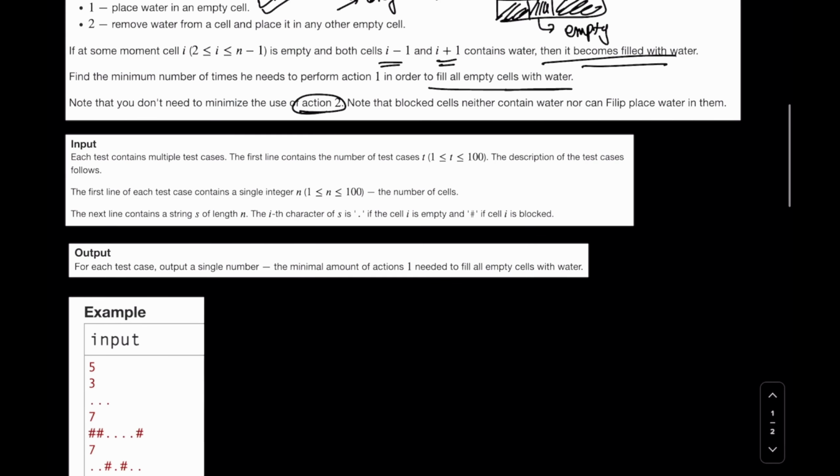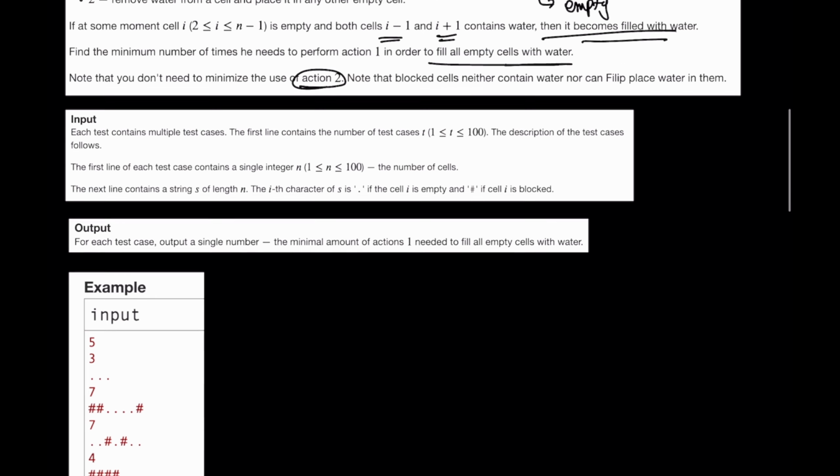Note that the blocked cells neither contain water nor can we flip the water in them. So there can be 100 test cases. Each test case will contain n and a string in which a dot will represent that the cell is empty and a hash the cell is blocked. We need to output a single number, the minimum number of action 1. That is, in how many cells do we need to place water so that all the empty cells are filled with water. Not the blocked cells, only the empty cells.